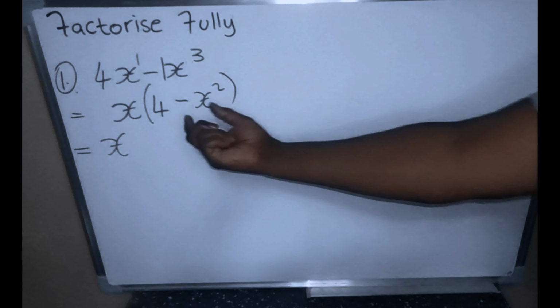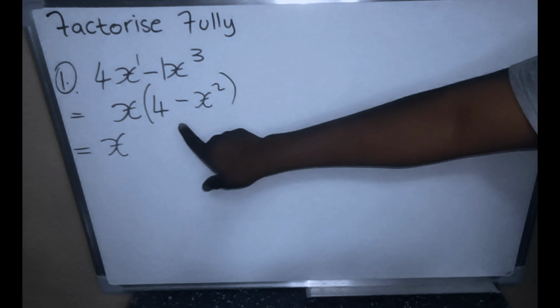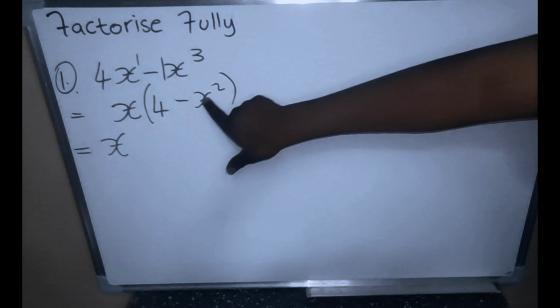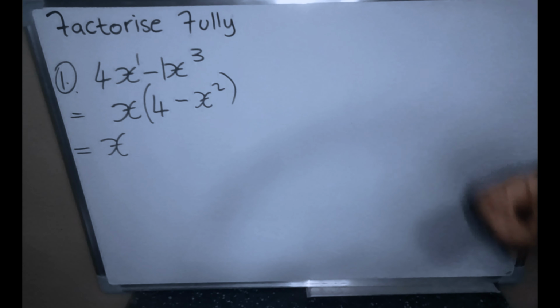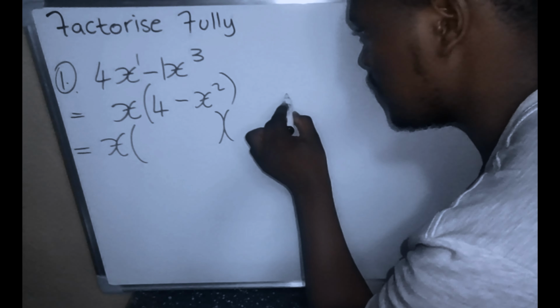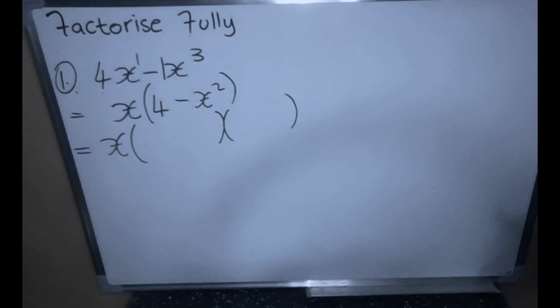Now, when you look at what's inside your brackets, you've got 4 minus x squared. If you have got x squared, or a variable with a square, and a minus sign in the middle of these two terms, we are now talking about the concept of the difference of two squares. The difference is minus, and you've got the squares here. So we're going to have two brackets. And you must know the factors of 4. Which two terms can I multiply to give me 4?